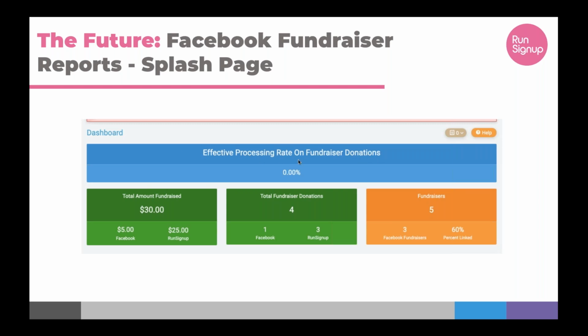So the one that we really like looking at is your processing rate on fundraiser donations overall. So this is taking the aggregate of all of your donations that are happening on RunSignup and Facebook and showing you what your processing fee is. And as we've seen, when you have Facebook fundraising enabled, it's going to bring it down from our standard 4%.